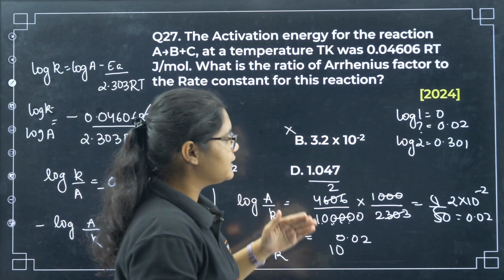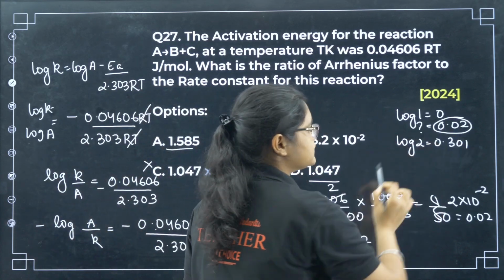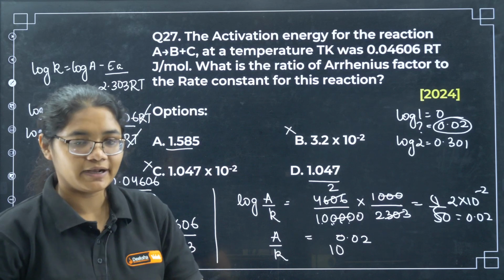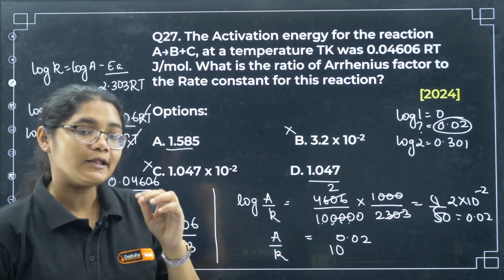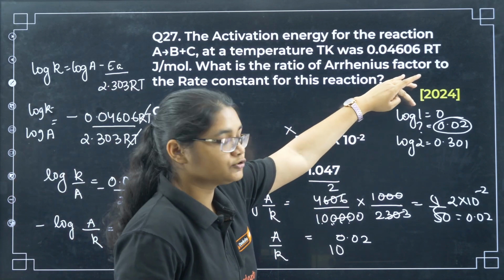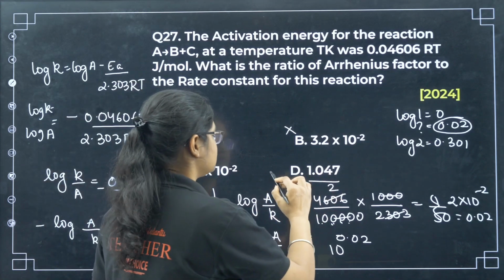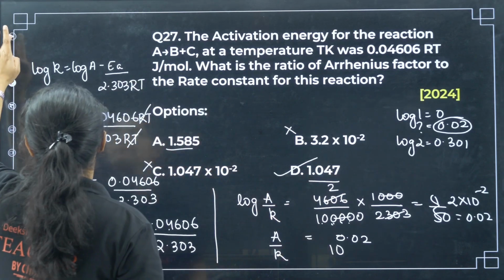So you can find that that value will not be 0.02 definitely, because that is a very small value. It can be 0.2 something, right, but not 0.02. So for getting 0.02, it should be very close to 1. So I can find 1.047 much closer to 1. So option number D here.